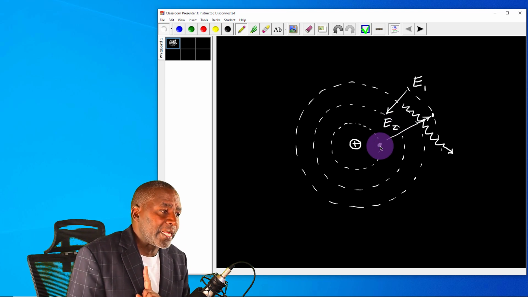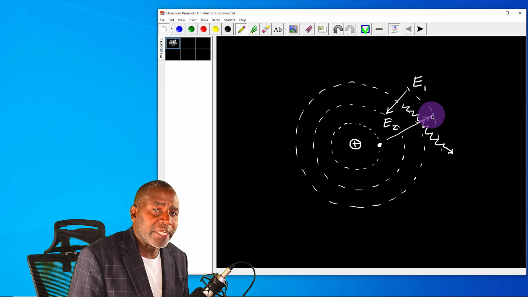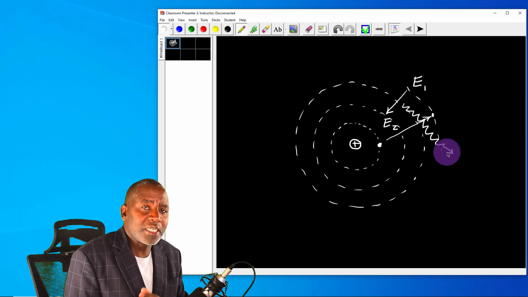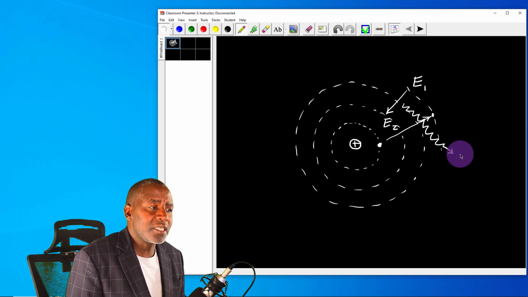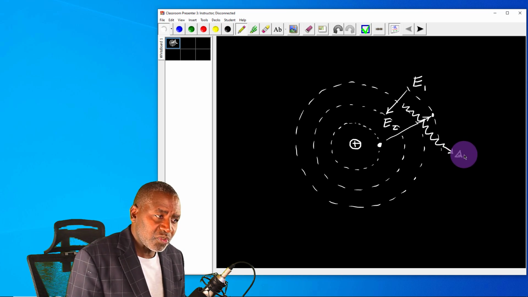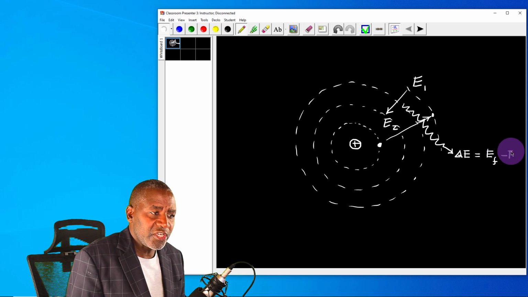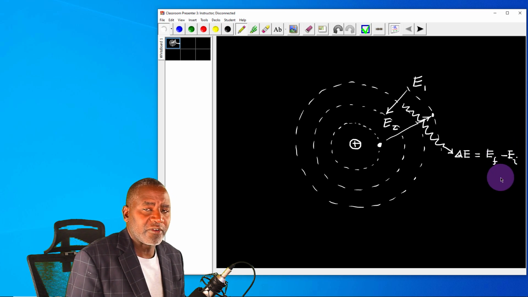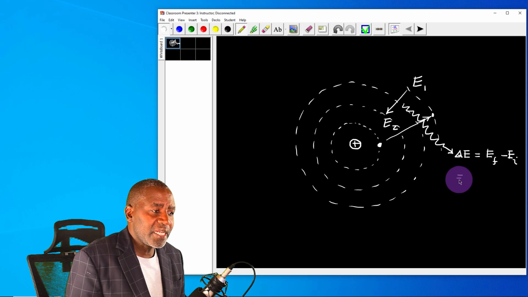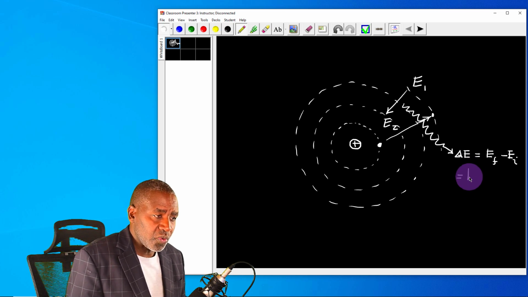Remember, when the electron gains energy, it moves away from the nucleus, but when it falls towards the nucleus, it releases the energy that it had gained. The energy released is equal to the difference between the two energy levels, which is delta E, the final energy level minus the initial energy level, and this energy released is equal to Planck's constant times the frequency.